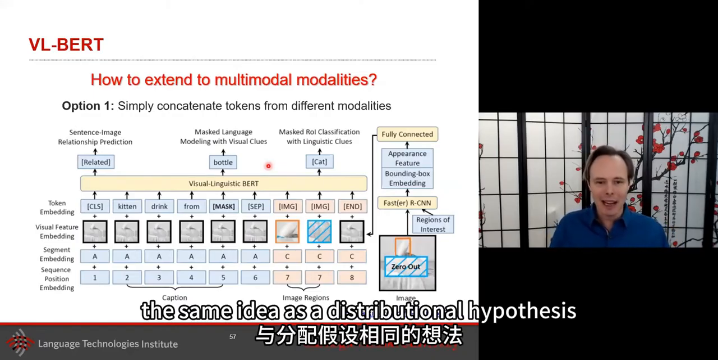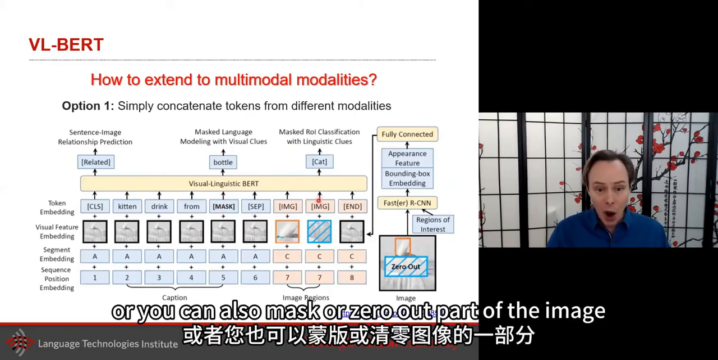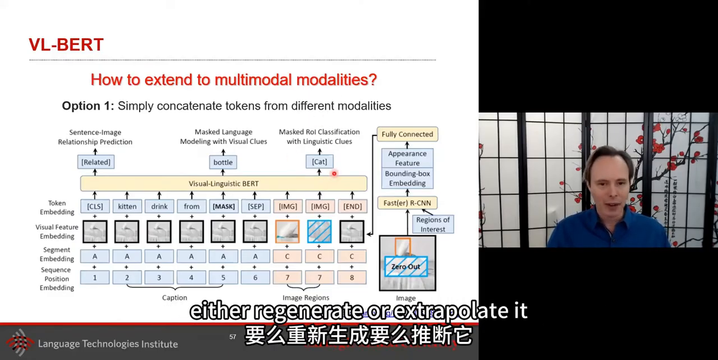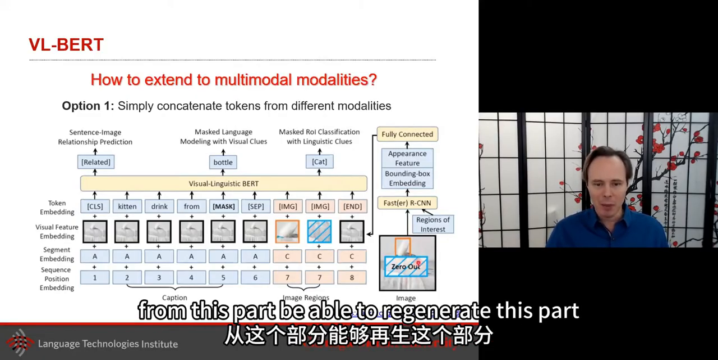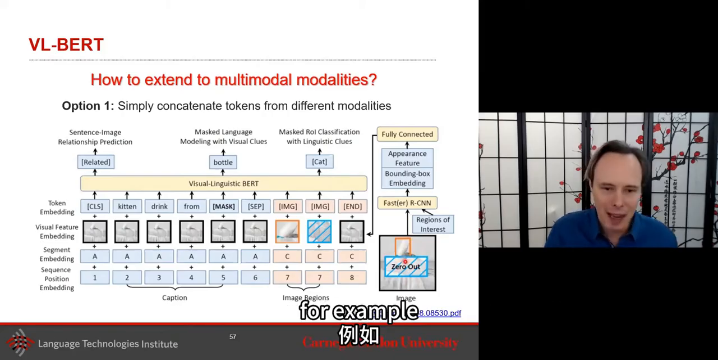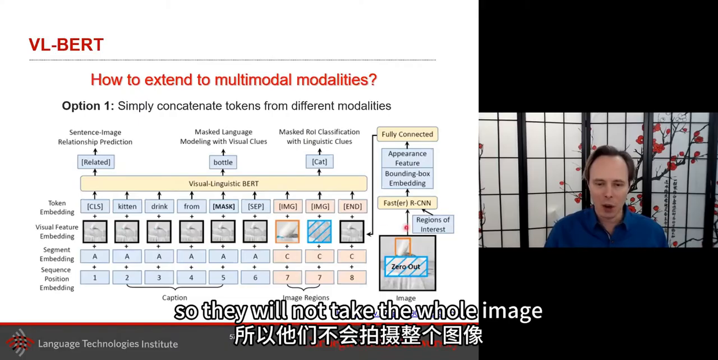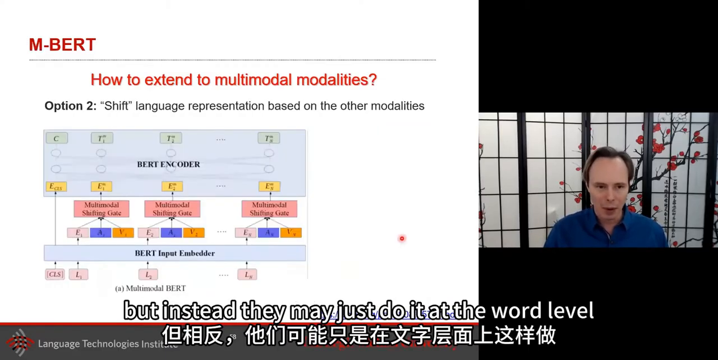Then you can use the same idea as the distributional hypothesis, and you mask certain words, and that gives you the loss. Or you can also mask or zero out part of the image and try to see how well you can either regenerate or extrapolate it. So can you, from this part, regenerate this part, for example? A lot of it will be done at the object level, so they will not take the whole image and just randomly slice it, but instead they may do it at the word level.